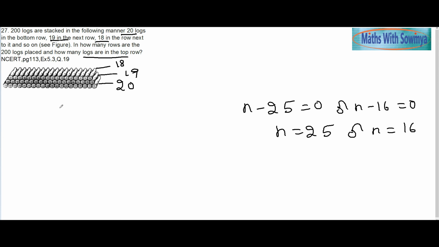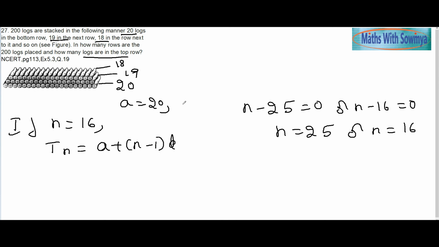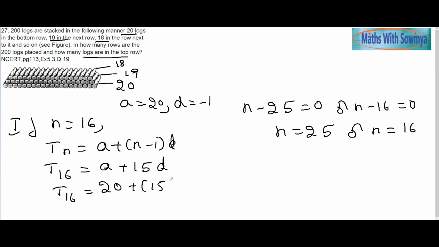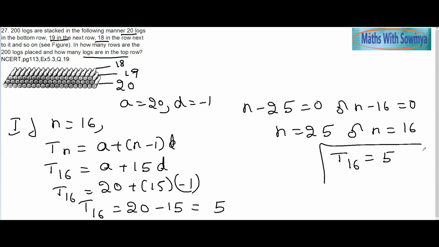Now if n is equal to 16, then what will be my Tn? A is 20, d was minus 1, and T16 is nothing but A plus 15d, which is 20 plus 15 into minus 1. So T16 is 5 logs. That means the top one, if it is the 16th row, will have 5 logs.